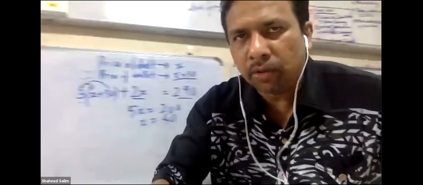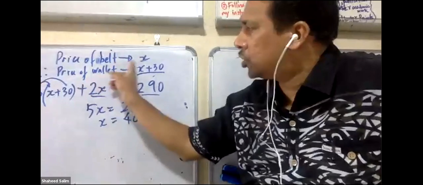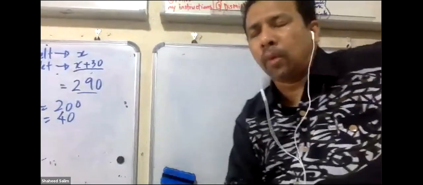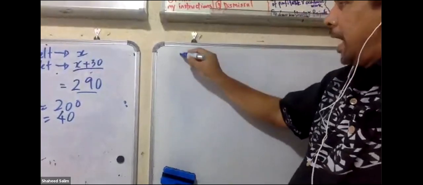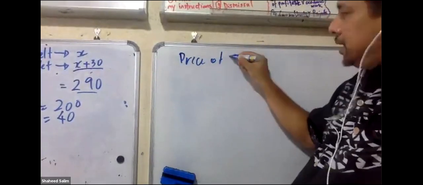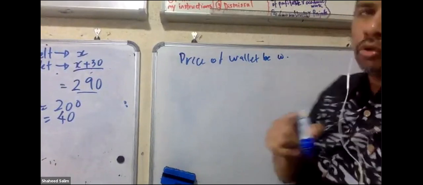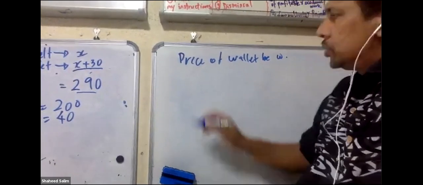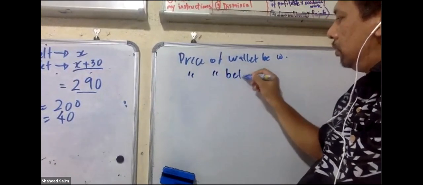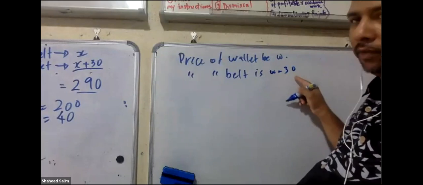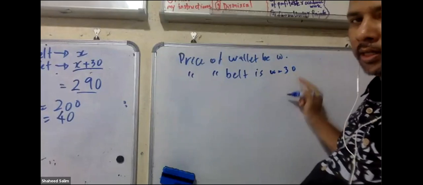Yeah. So there's another way of finding it. Now I suggest letting the cheaper one be X. But let's say you say, no, I don't want that. I want to let the price of the wallet be W, because you used W just now, right? Then the price of the belt is W minus 30, because the wallet is more expensive. Correct? You understand this part?